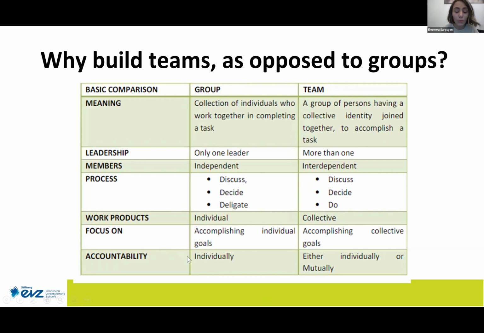In the case of groups, accountability is individual. If you remember, when we shared our ideas about teams, the first one I wrote on the table was mutual responsibility, mutual accountability. So in a group we have individual accountability, but in a team we have either individual or mutual accountability.